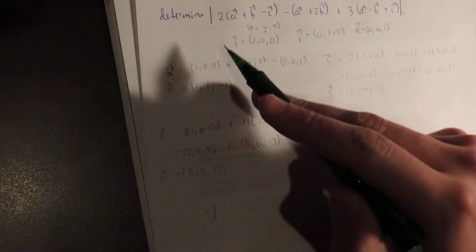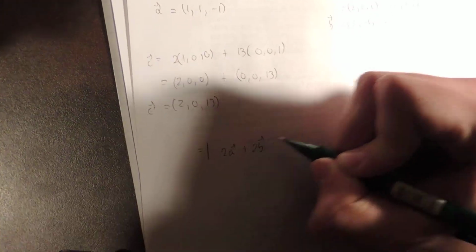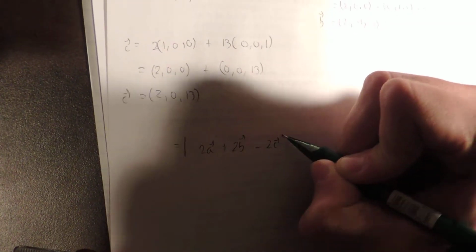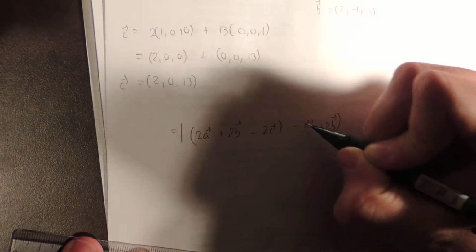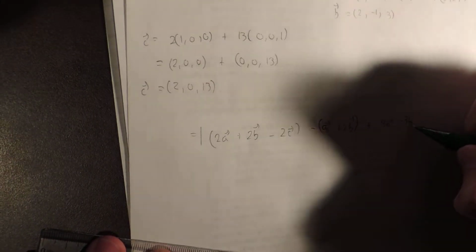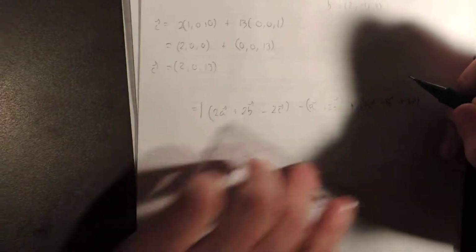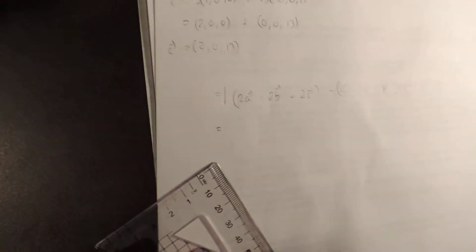So all you got to do is expand like you did before over here. Just expand 2 times a plus 2b minus 2c. Leave that in brackets. Minus a plus 2b plus, expand the 3, so 3a minus 3b plus 3c. And now you add like terms. The like terms are the same vector, so add all vector a's, add all vector b's, etc.